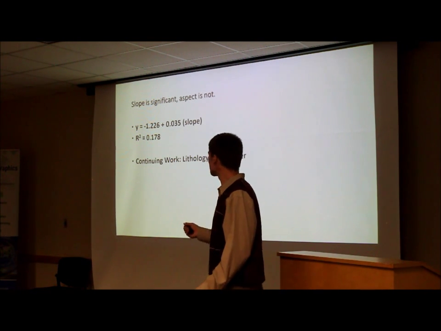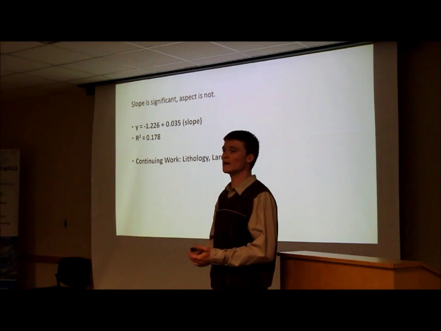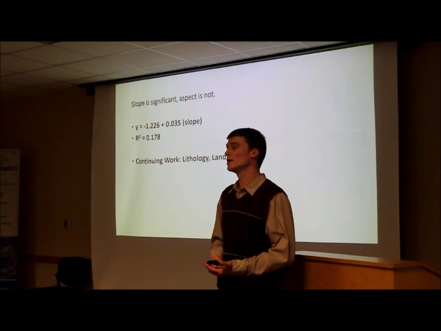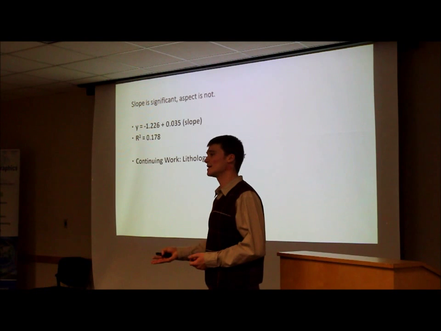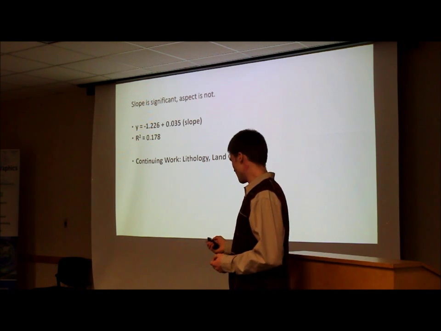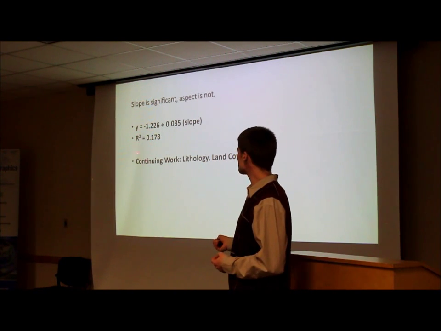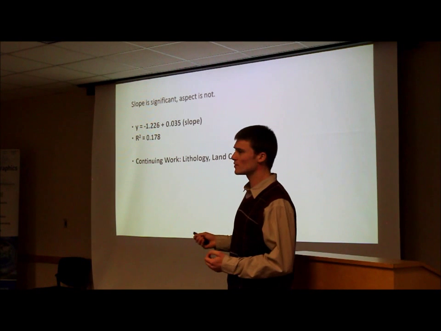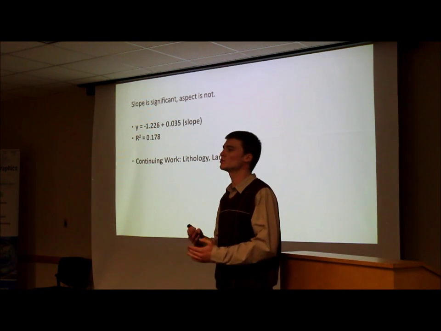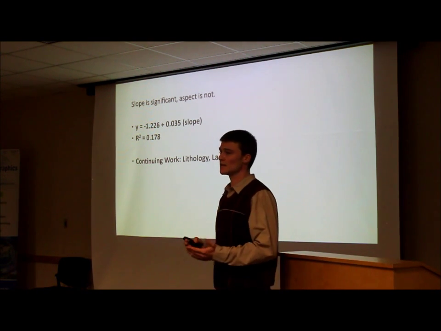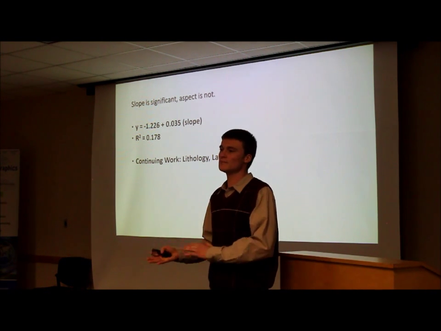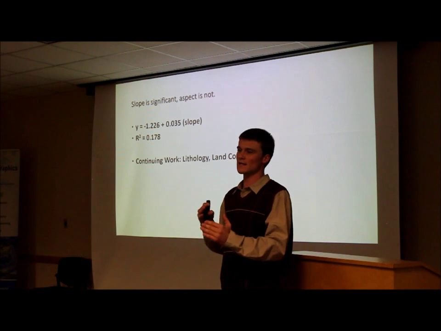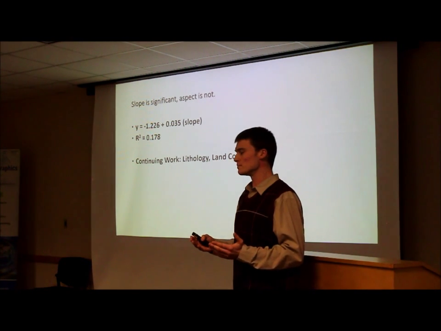As I said earlier, we looked at slope and aspect. We ran our regression model twice. After the first time, aspect was not significant, so we ran it again. Slope was significant. And you can see this is our R-squared value. This value explains the amount of variation in the landslide events, and it's not that high, right? Our model explains almost 18% of the variation between landslide occurrences on the island.